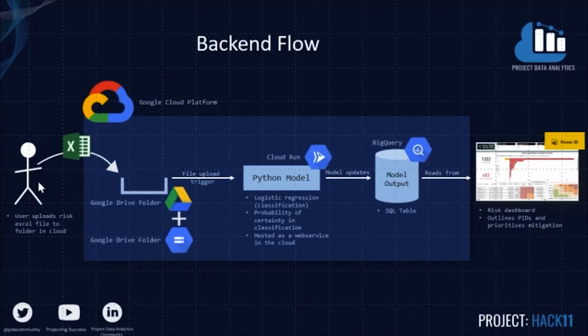Behind the scenes, we have a three-stage infrastructure. The file upload triggers a Python service which then uses a logistic regression model to classify the risk. The Python then updates a SQL database which is connected to a Power BI dashboard. This process is automated and allows the user to apply machine learning models without any effort.